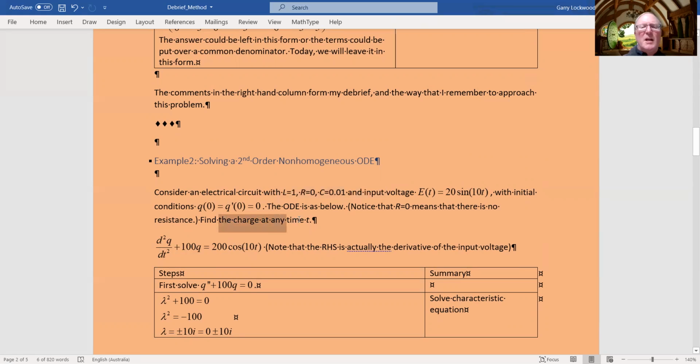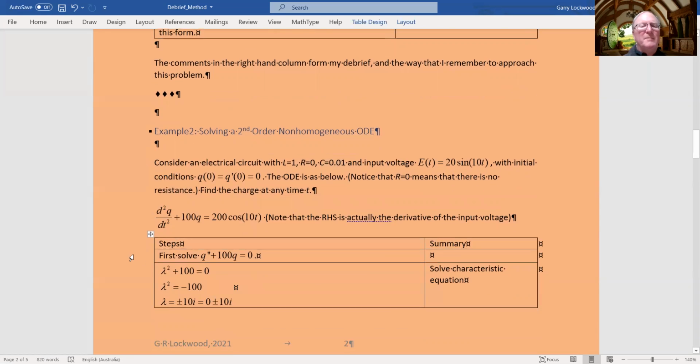And we want to find the charge at any time t. And charge is literally electrons passing a point at any moment. Sorry, that's current. Current is charge passing a point at any moment. So charge really refers more to the charge on the capacitor. But anyway.